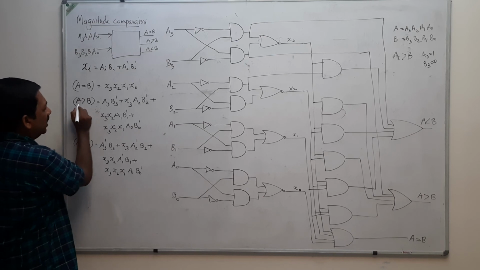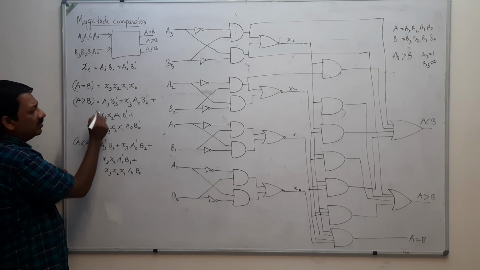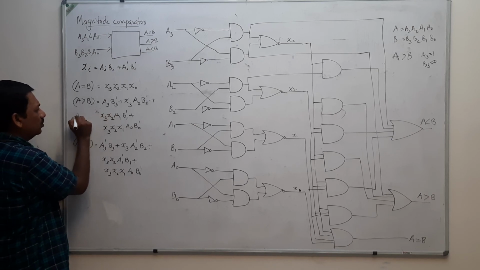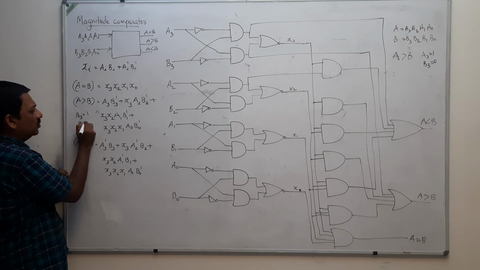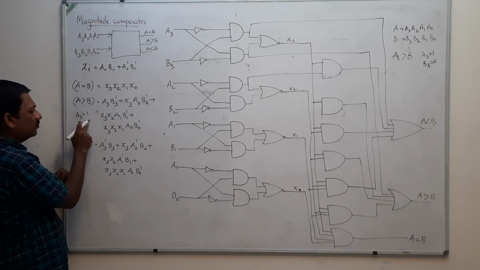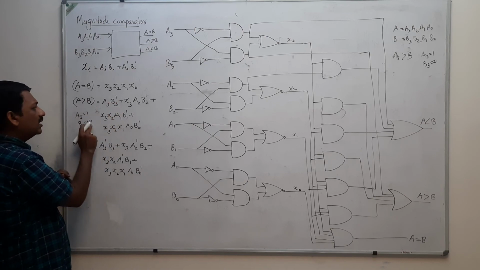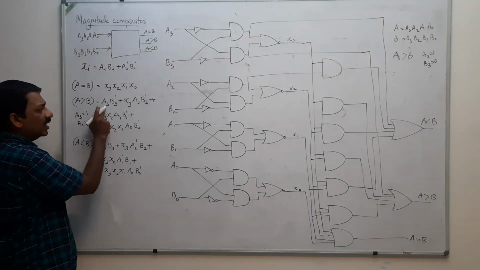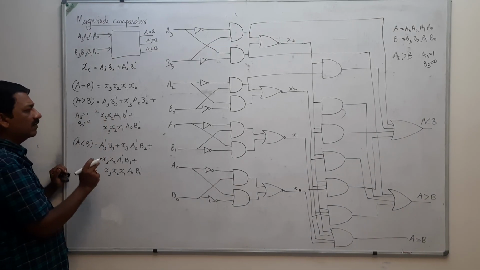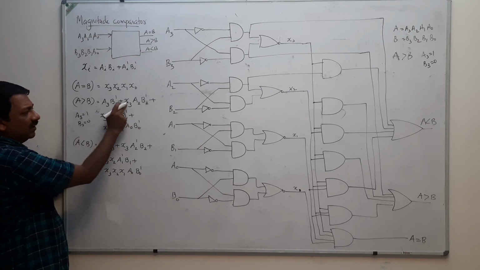Here A is greater than B if A3 B3 bar. That means if A3 is equal to 1 and B3 is equal to 0, this will be 1. And in that case, A is greater than B. But if A3 is equal to B3, what will happen? Then X3 is 1.